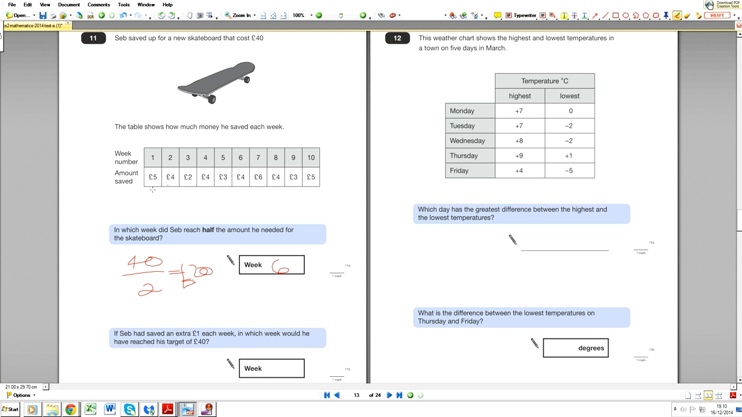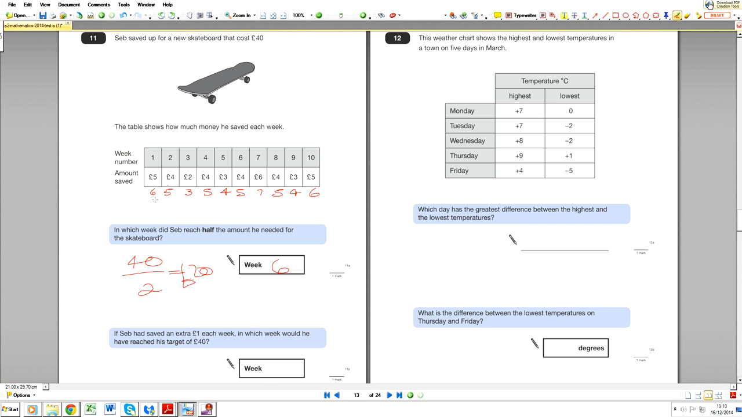Right, so £5 becomes £6, £4 becomes £5, and 3 becomes £4, and so on. So we have to find out when it becomes 40.